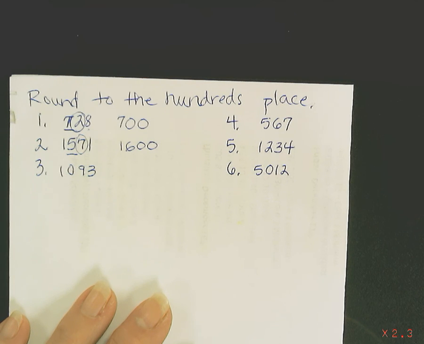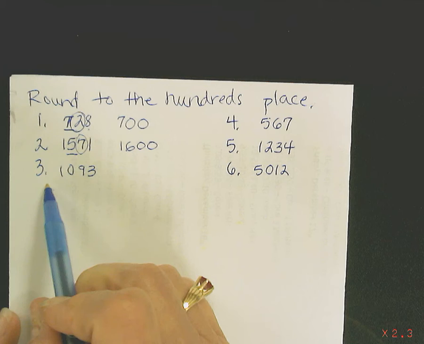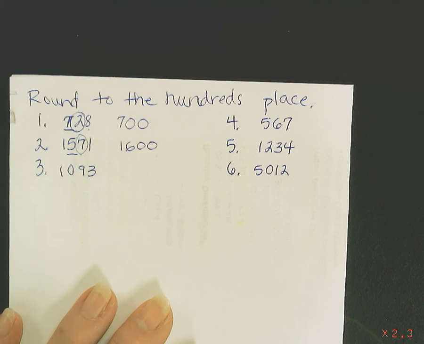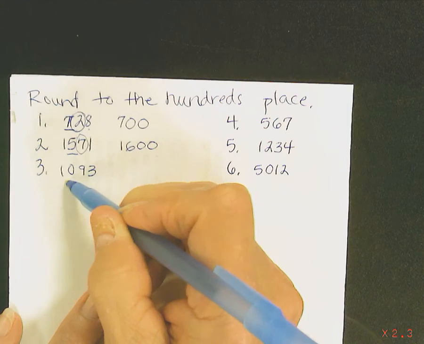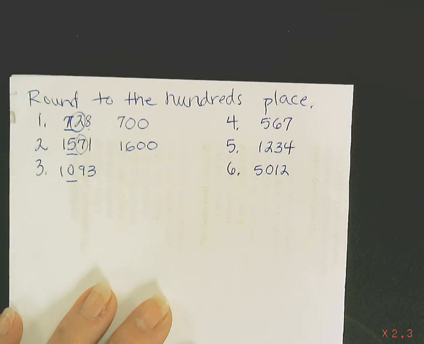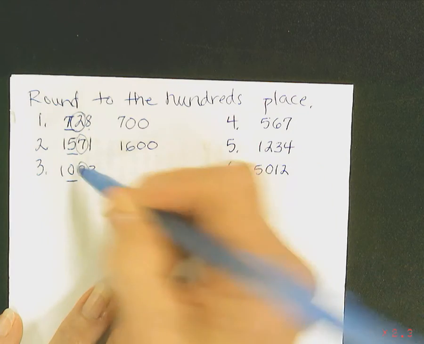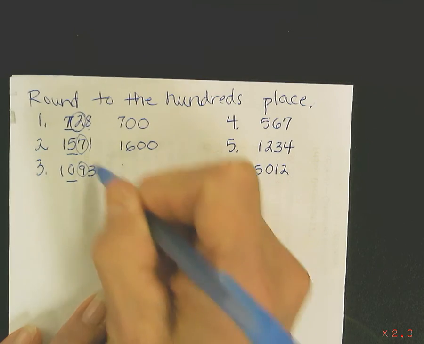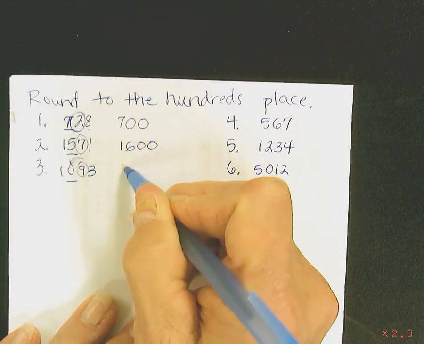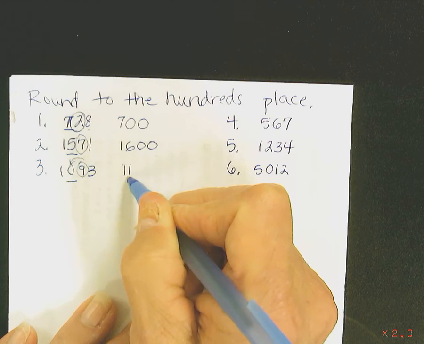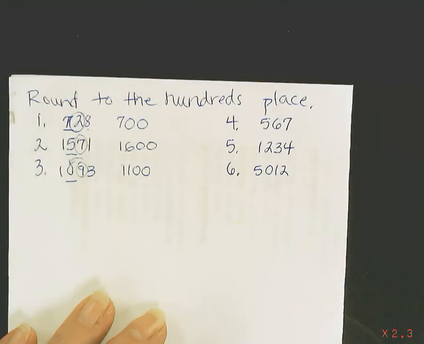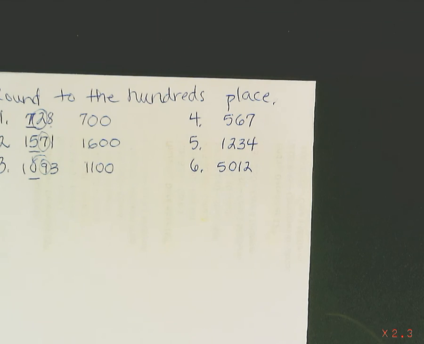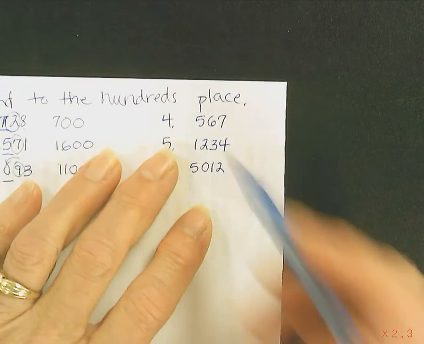So, Lydia, what number in number 3, what digit's in the hundreds place? 0. And Jacob, what number gives you rounding instructions? 9. So, Elena, what are we going to do with that? 1,100. There you go. The 9 tells you to bump that 0 up to a 1, and then everything after the hundreds place becomes a 0. So you do 4, 5, and 6. Y'all did a good job with 1, 2, and 3. You do 4, 5, and 6. Okay, 4, 5, and 6.